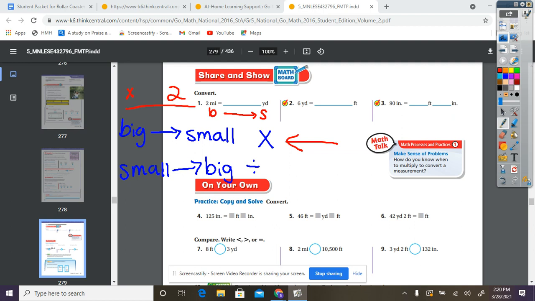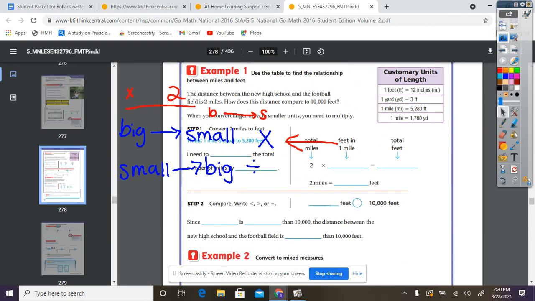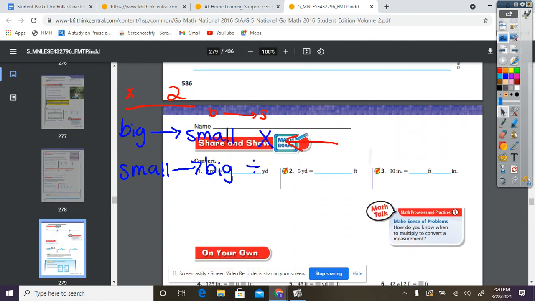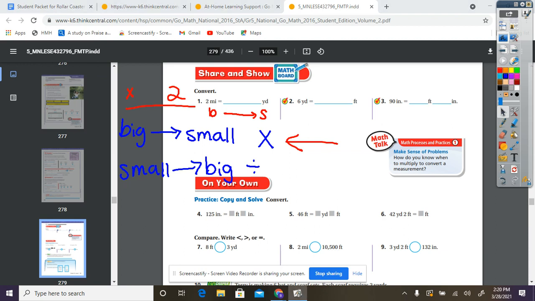If I look back on my conversion chart, there are 1,760 yards in 1 mile. So if there's 1,760 yards in 1 mile, then that is what I'm writing right here, because I know that in 1 mile there's 1,760, but I need to know how many yards are in 2 miles. So I'm going to multiply that out.